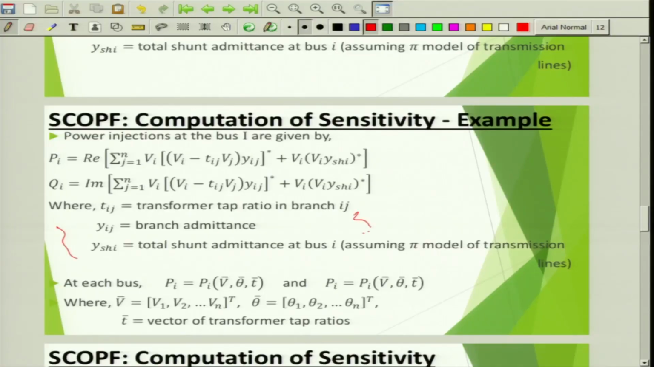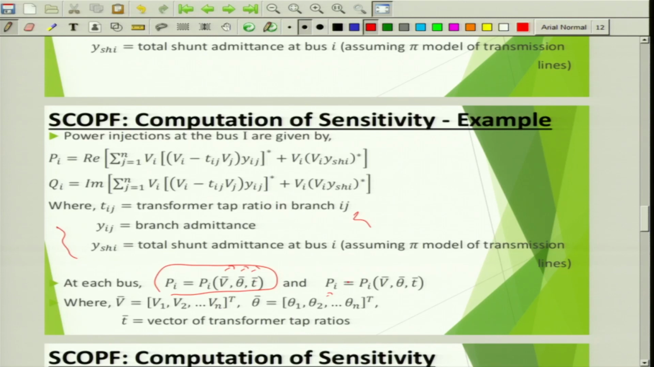So we are separating it out so that you have a real part which represents active power flow, and an imaginary part which represents reactive power flow. The same thing I have just put up here again. Now at each bus, Pi depends upon these three things: voltage, phase angle and transformer tap position, right.